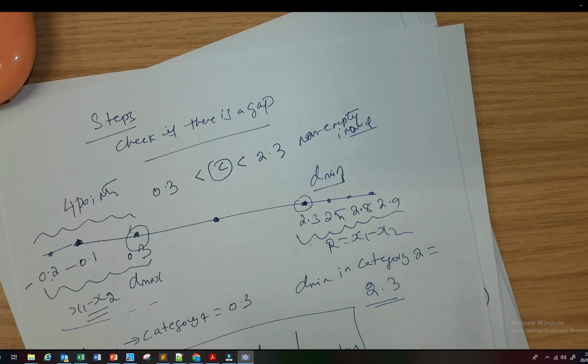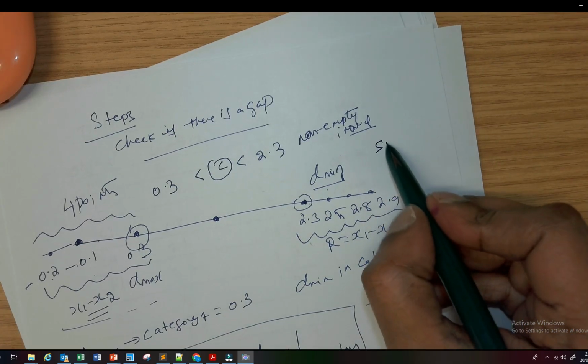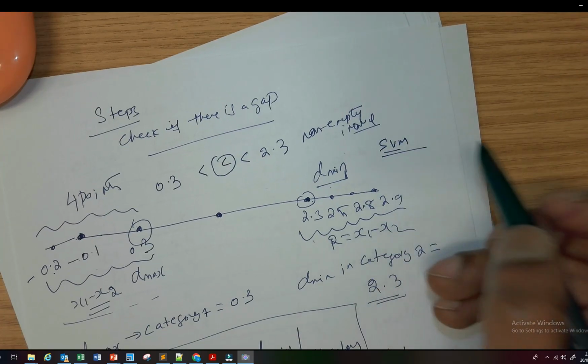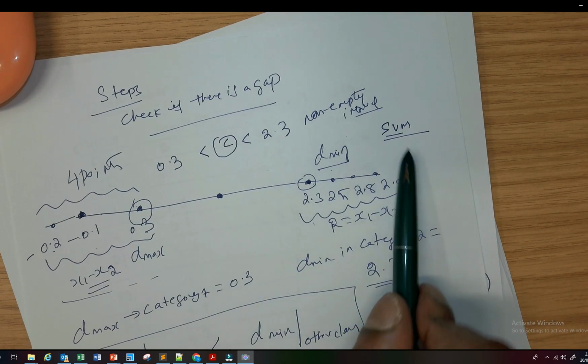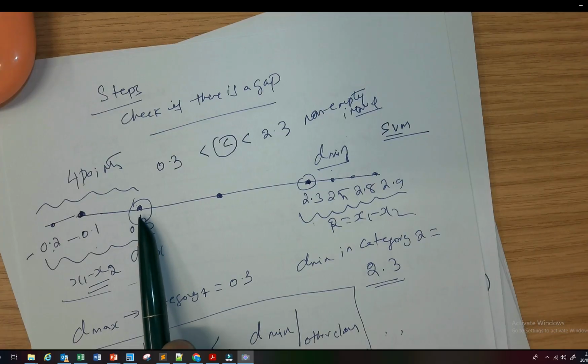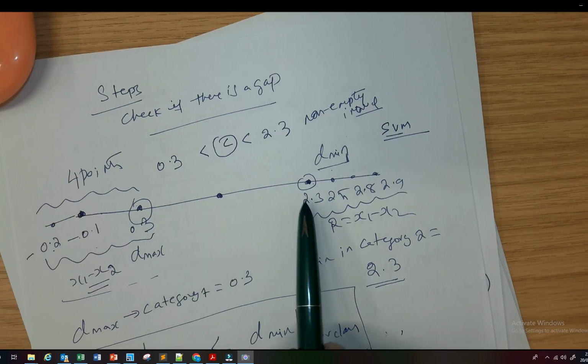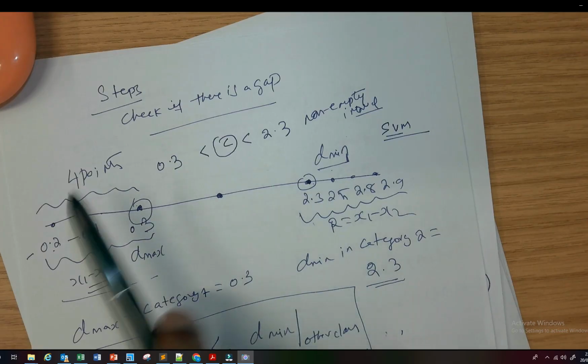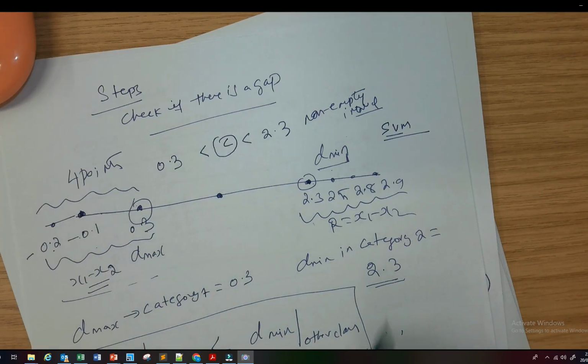So whenever we talk about SVM, SVM tries to maximize the distance between the 2 closest points that belong to 2 different categories. So that's the whole idea of SVM.